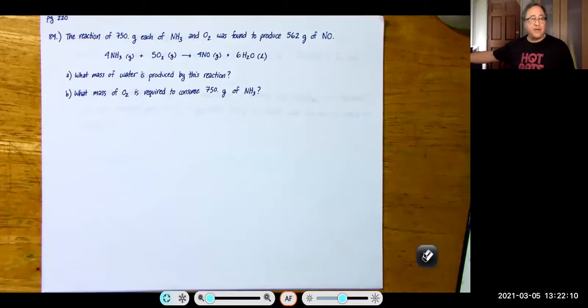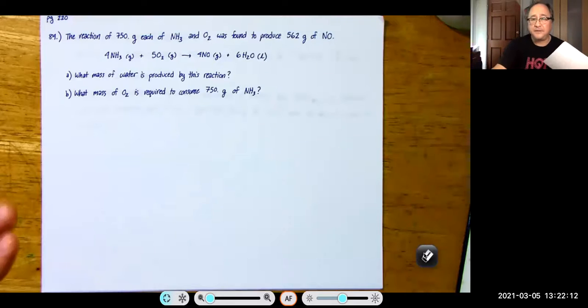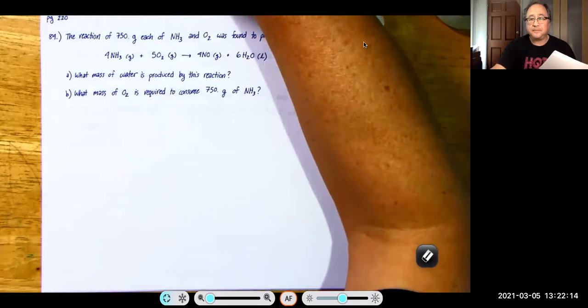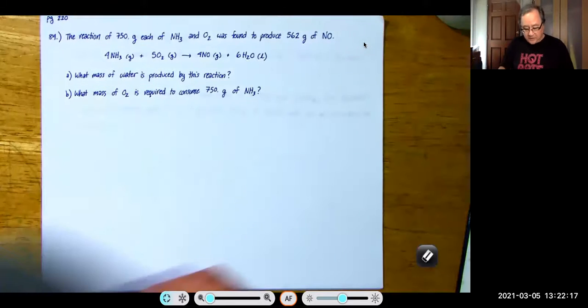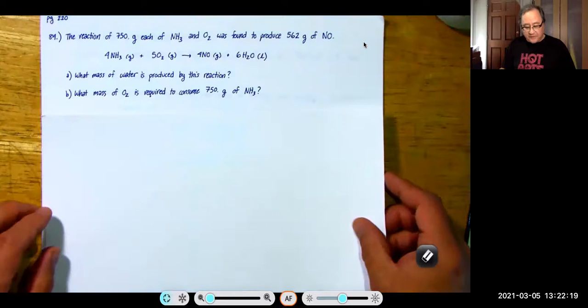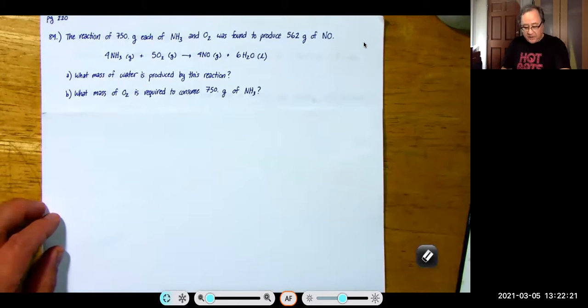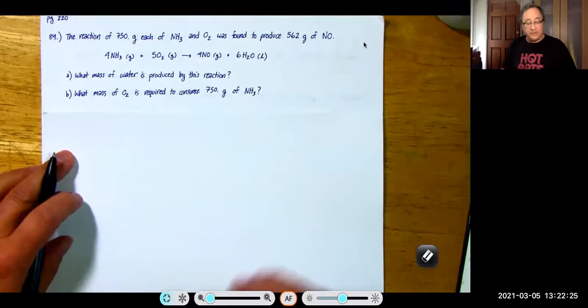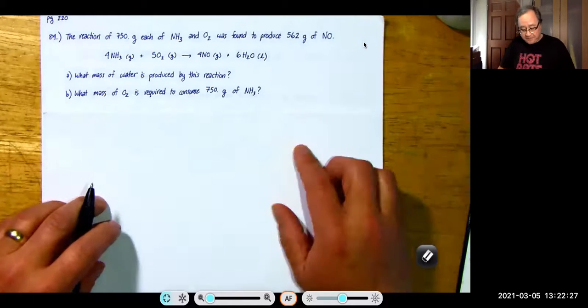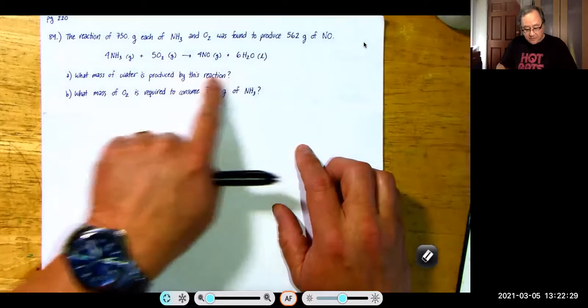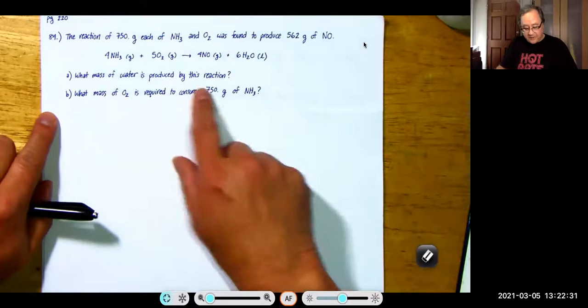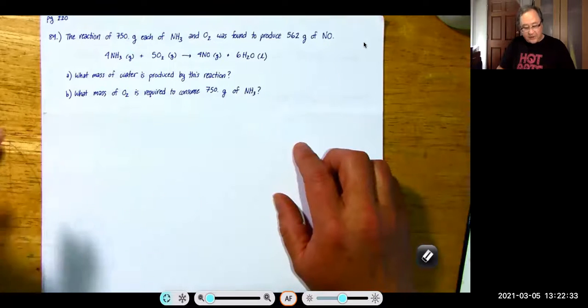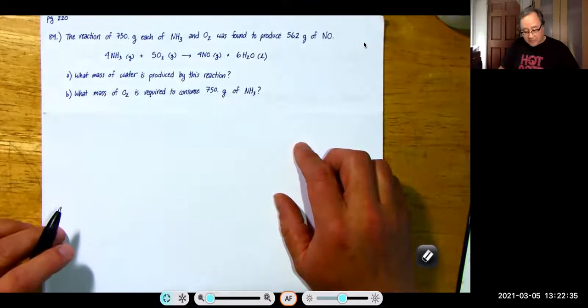Okay, so here we have the reaction of 750 grams each of ammonia and O2 was found to produce 562 grams of nitrogen monoxide. And here's the balanced reaction. What mass of water is produced by this reaction? So this is a limiting reactant type problem.